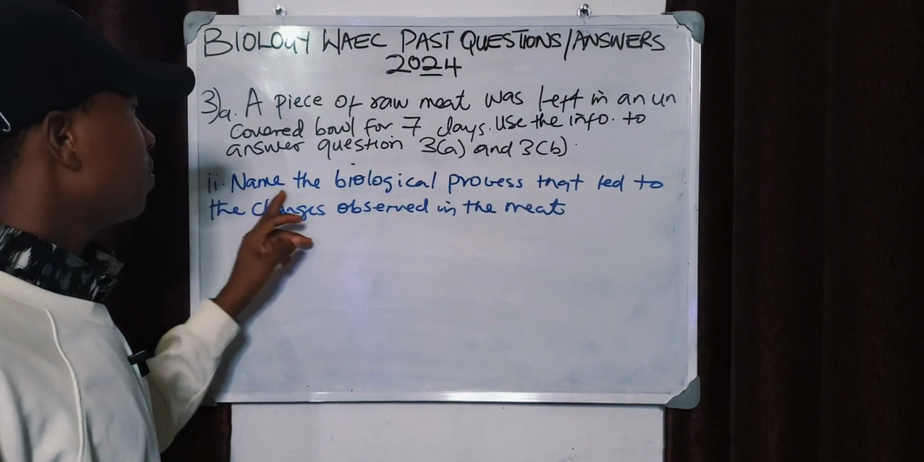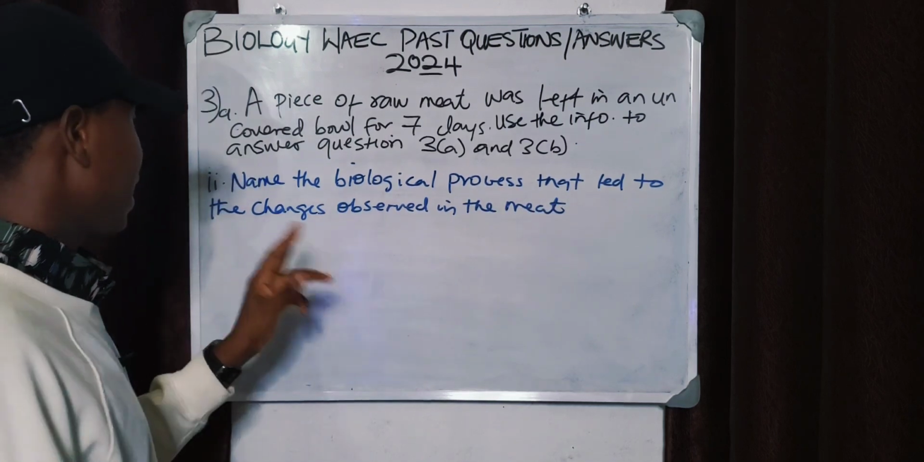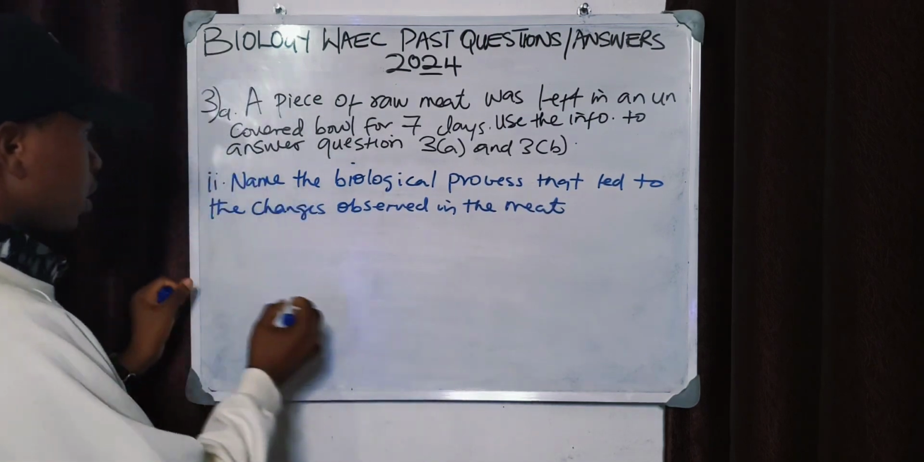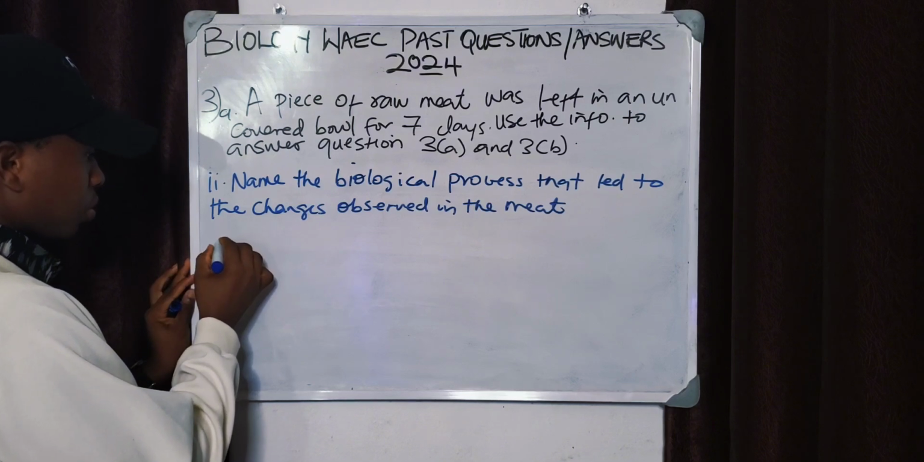So the next question says, name the biological process that led to the changes observed in the meat. It is very simple. Microbial growth.